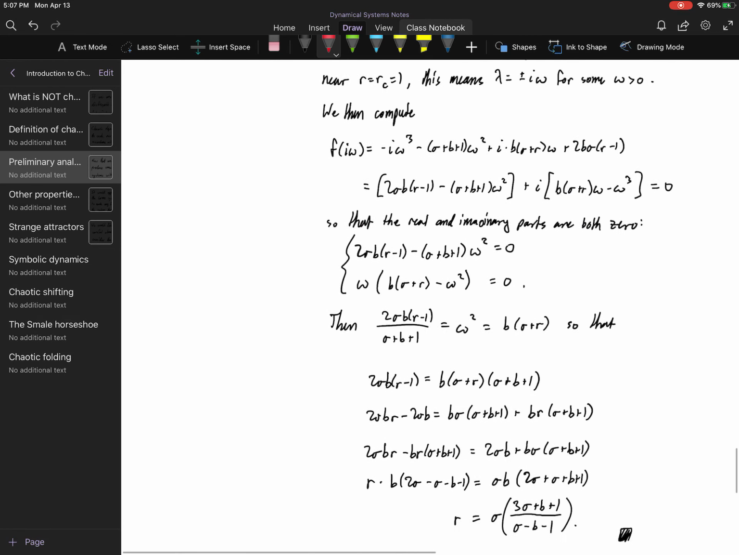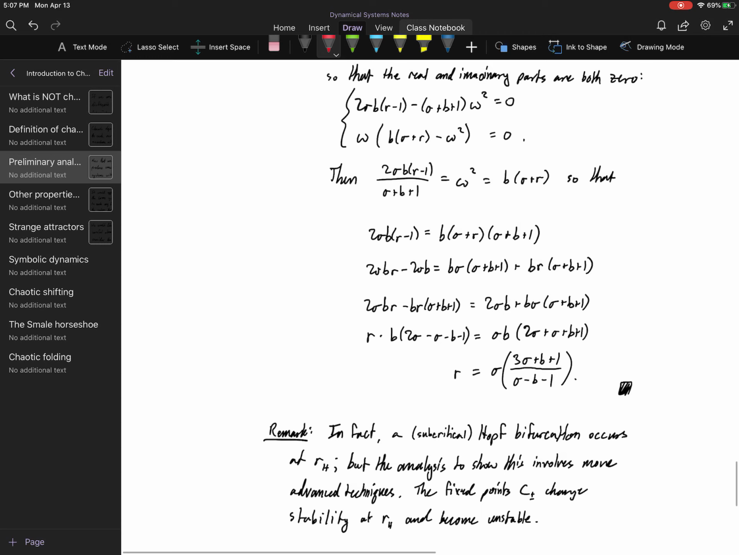And this is about as far as we can go with our preliminary analysis with techniques that we know from the phase plane, from Lyapunov functions, from limit cycles. Just about anything that we have, we're throwing the entire kitchen sink at this thing. And we're only getting so far. Next video, we're going to see what other techniques we can use, what other properties we can scratch out of this system.